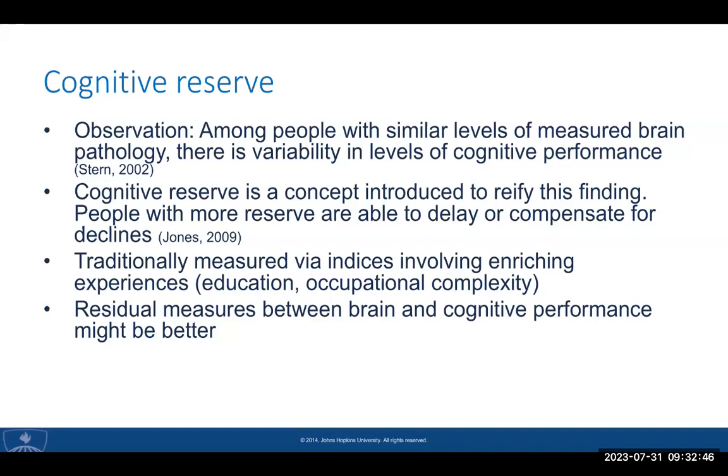Reserve has historically been measured via indices involving enriching experience, such as education and occupational complexity. There are a number of problems with that, which actually Dr. Kobayashi is writing a whole grant about to rectify. She does not like this third bullet, but residual measures between brain and cognitive performance may be better approaches to assessing cognitive reserve. And for some of you, I believe some of you proposed ideas around reserve. So this is something that we can delve into a little more.